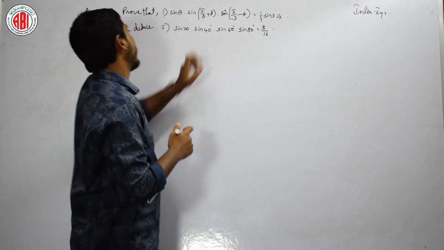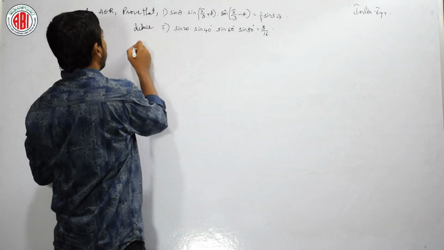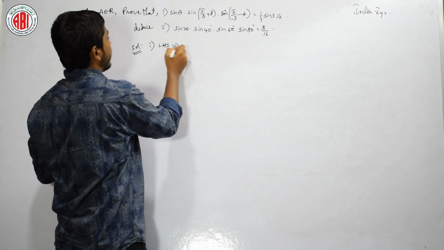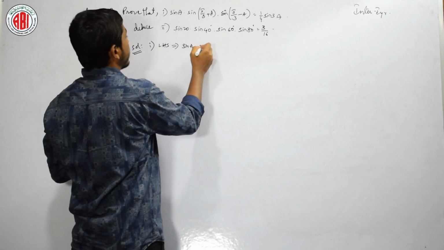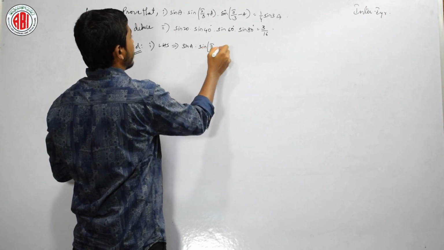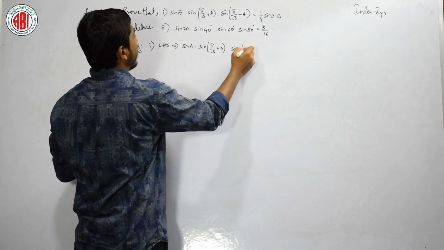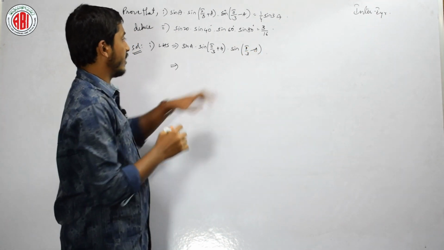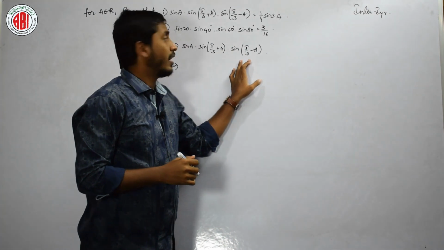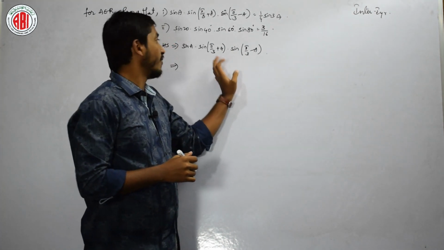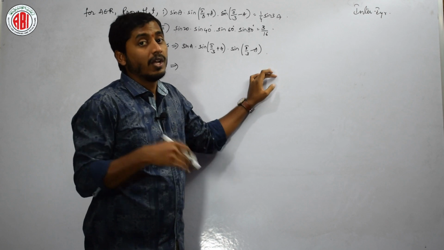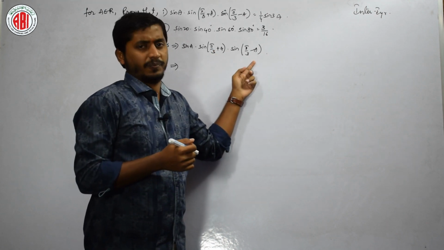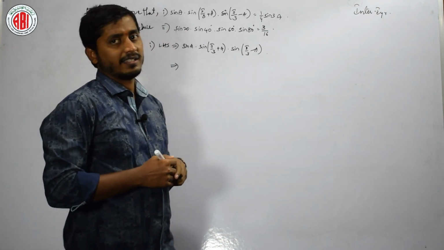Let's start. What is the question given here? The first thing is the LHS: sin A sin(pi/3 + A) into sin(pi/3 - A). Do we have any formula for this kind of question? Either you substitute in the formulas of sin of A plus B and sin of A minus B, or else you can directly use sin(A+B) into sin(A-B), right? Let us substitute and simplify.